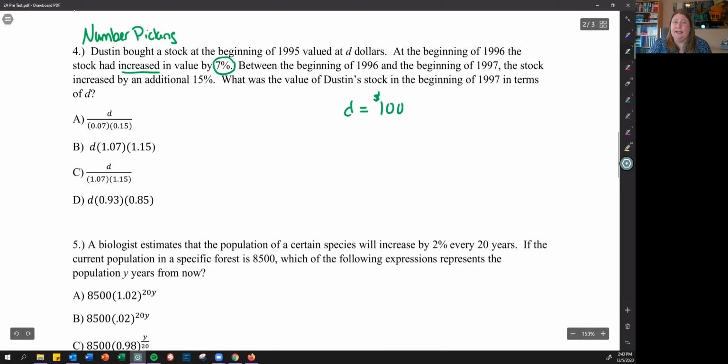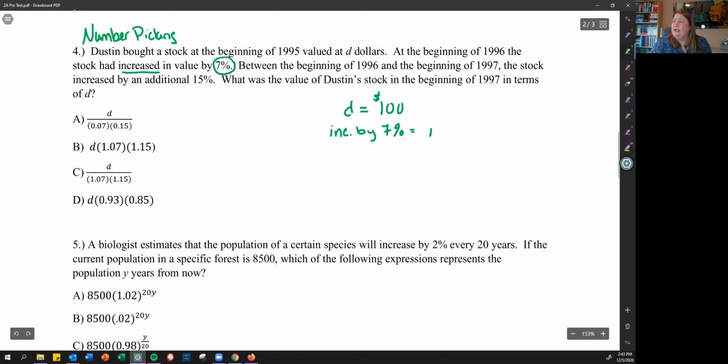I think when you're taking a percentage, that's always the easiest number to take a percentage of. So let's make that assumption at the beginning that D is $100. That's not anywhere in the question. We just picked that on our own. Okay, and now we're going to take that and we're going to increase it by 7%. We're going to use that 1 plus R formula.